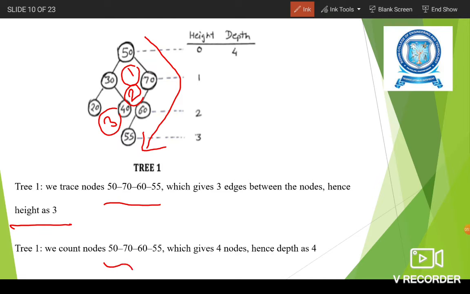And since this is the longest path, the number of nodes in this path is 4. So the depth of this binary tree is 4.